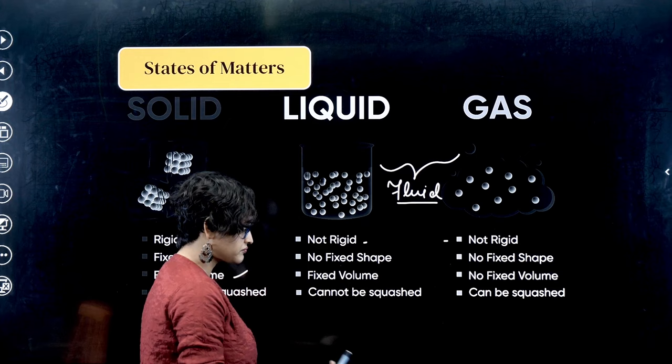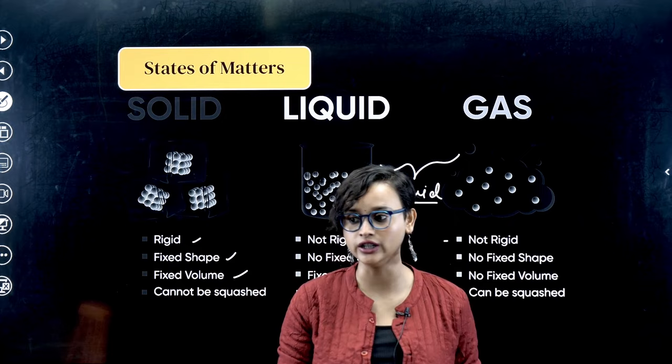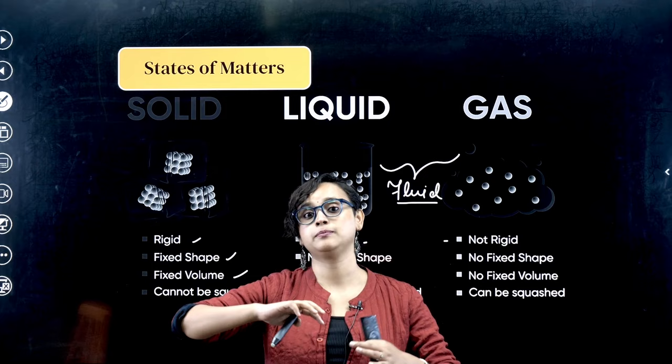You pour it into a bottle, it will take the shape of the bottle. You pour it into a swimming pool, it will take the shape of the swimming pool. You pour it into a bucket, it will take the shape of the bucket, right? It does not have a shape. Everybody knows it. Very basic.